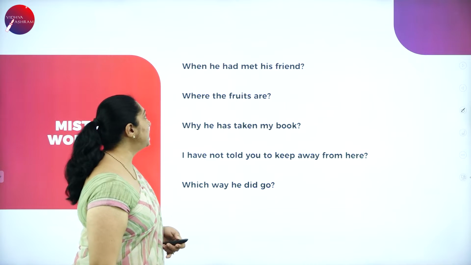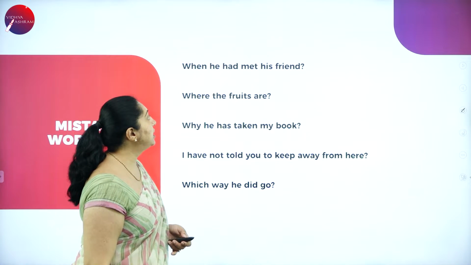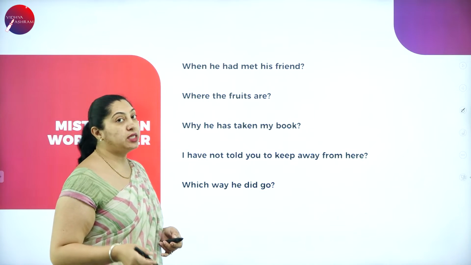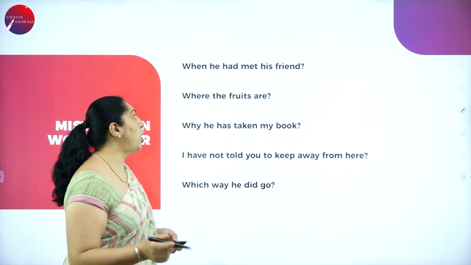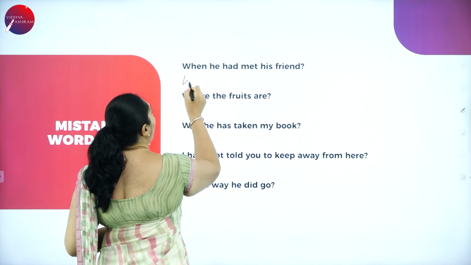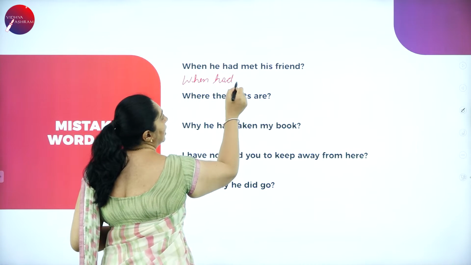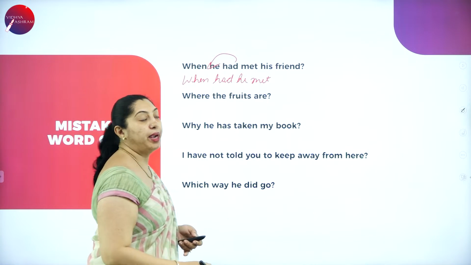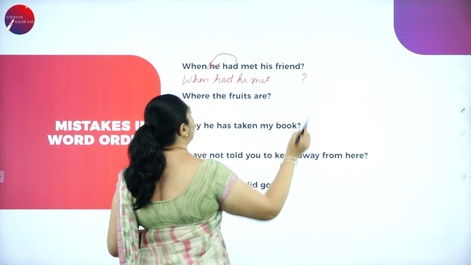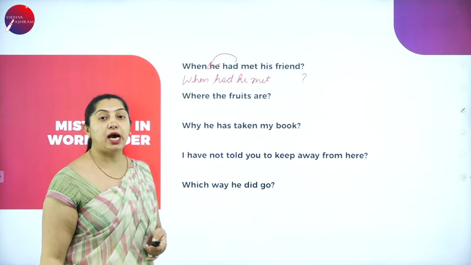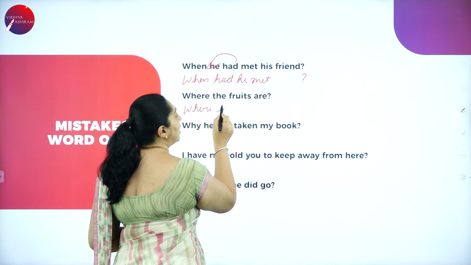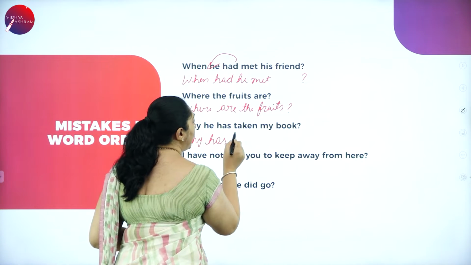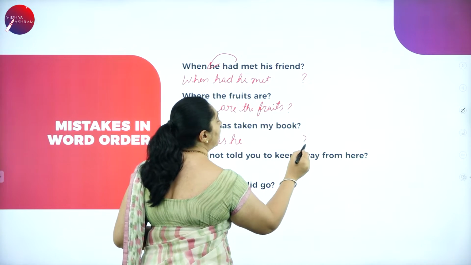Let's see the examples here. "When he had met his friend." Is it correct? No, the sentence formation is not correct. The answer is: when had he met his friend? Question mark. "Where the fruits are." Where are the fruits? "Why he has taken my book?" Why has he taken my book?